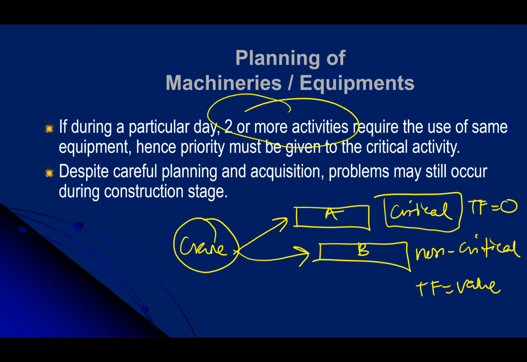Total float will be 0. So meaning to say, activity A cannot be moved around, either to the right or the left side of the work program. Okay. And B, if B do have a few days of total float, meaning to say activity B can be delayed a little bit, while waiting for the crane to clear off the work in activity A, for instance. Okay, so that is where planning plays a very important part.